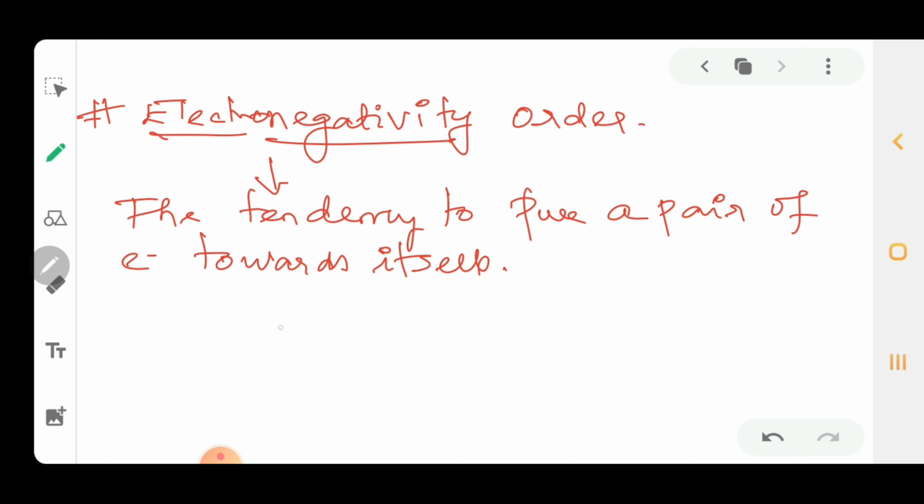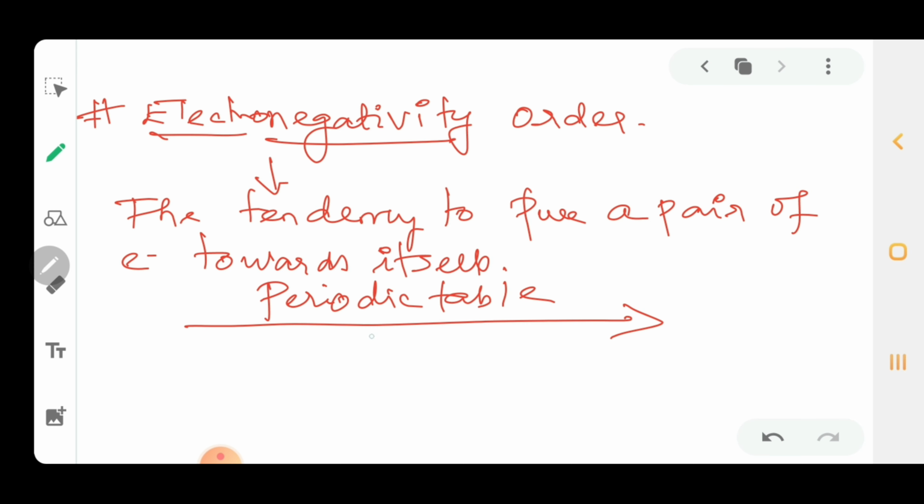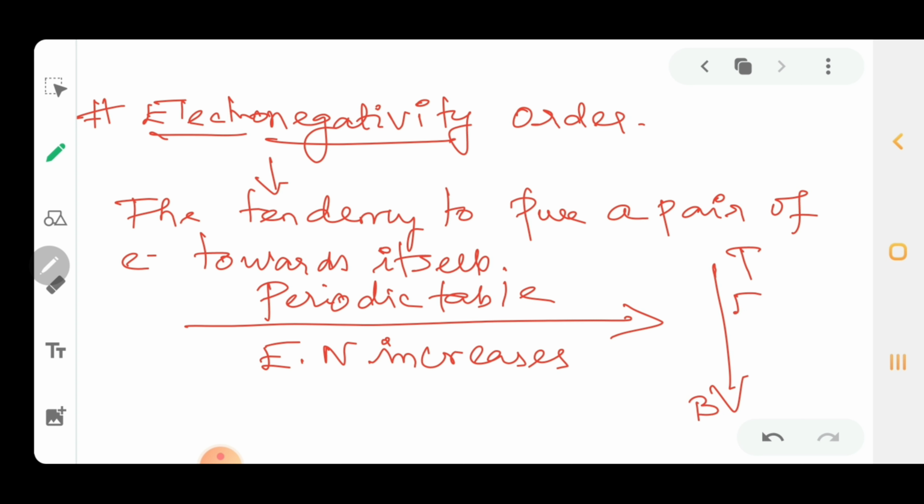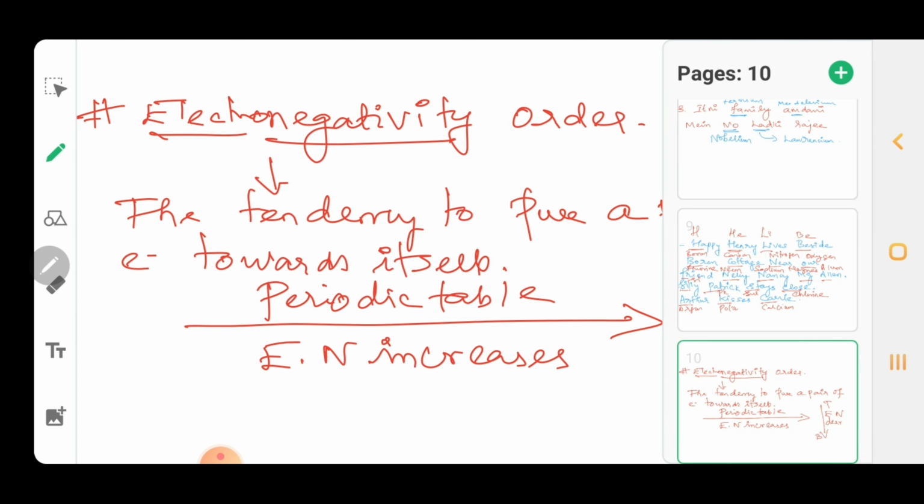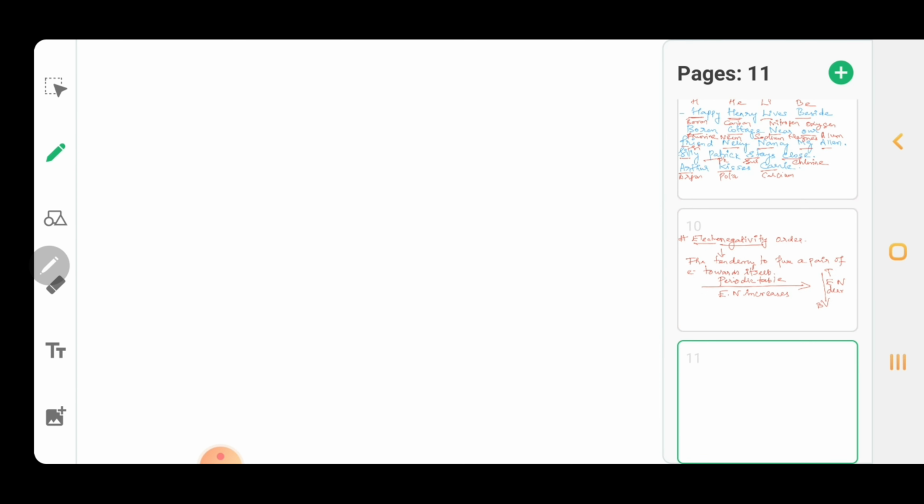And we know when you go from left to right of the periodic table, electronegativity increases, and when you go top to bottom of the periodic table, electronegativity decreases. This is the general trend. And now we will see the mnemonic to remember the electronegativity order.